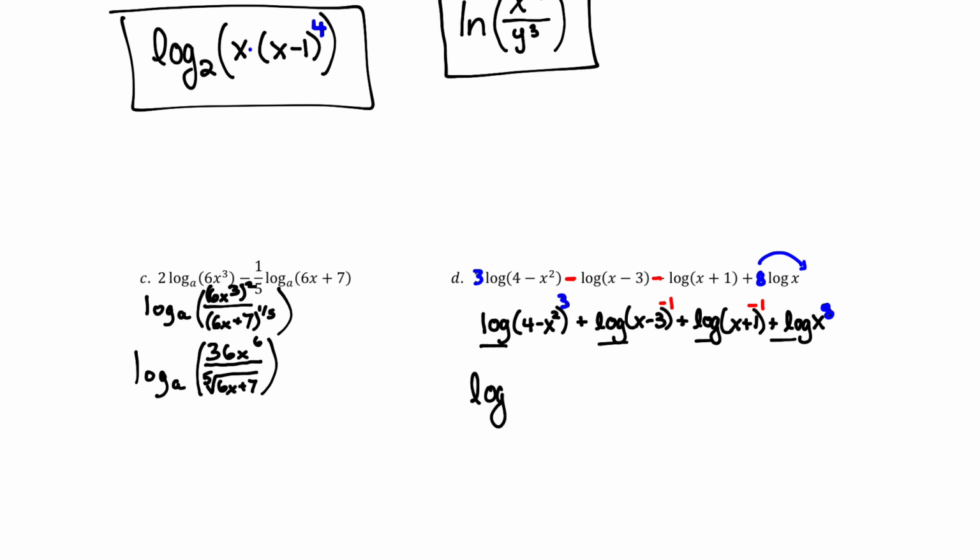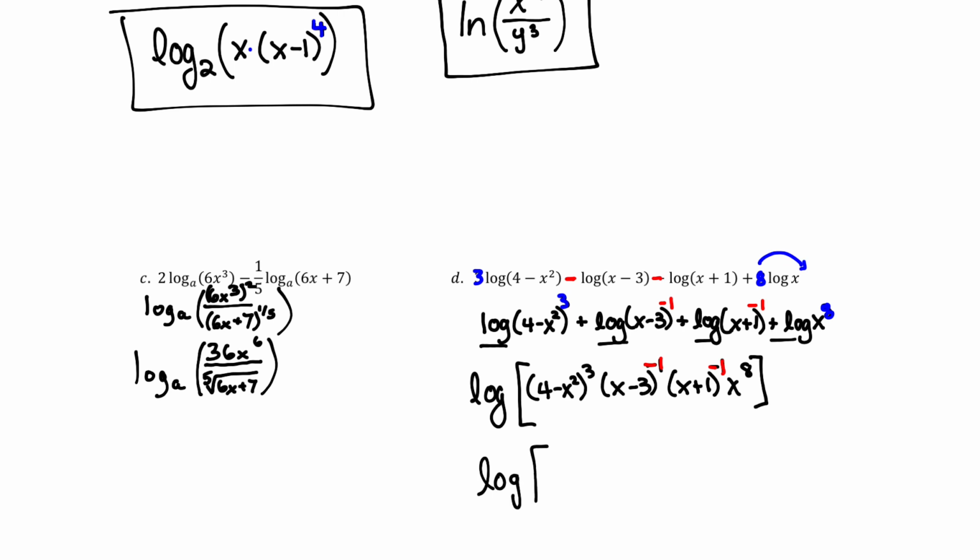So really, here's one way to look at it. You're multiplying everything. So it's 4 minus x squared to the 3rd power times x minus 3 to the negative 1 power times x plus 1 to the negative 1 power times x to the 8th. And these guys are both negative, which means they have to go down to the denominator.